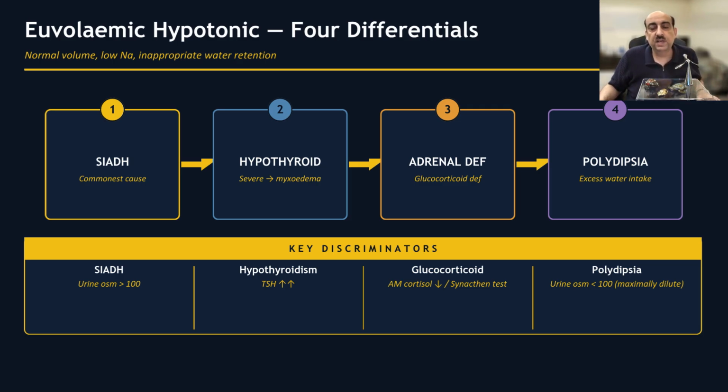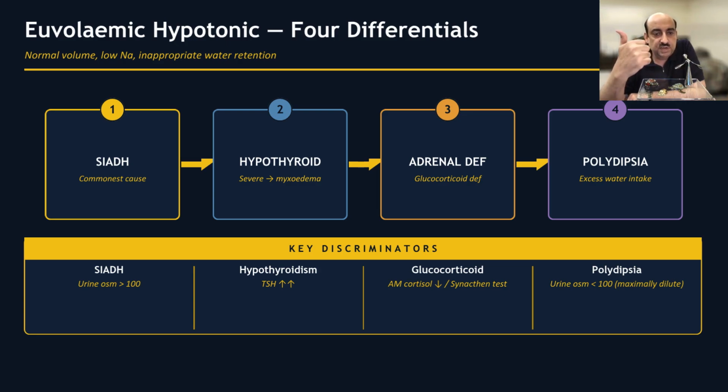For euvolemic hypotonic hyponatremia, there are four main differentials which sit under this pillar. SIADH is by far the commonest, and usually people attribute hyponatremia to SIADH, but it has to be the diagnosis of exclusion. We will come to that later. Always exclude the other three before ruling in SIADH.